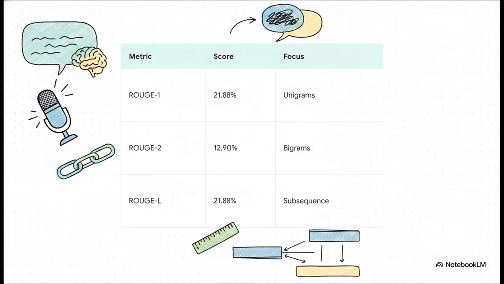For example, in this BART project, the model achieved a ROUGE-1 score of 21.88%, meaning about 22% of the single words in the generated summary exactly match the human reference. It also tracked ROUGE-2, which sits at 12.90% for 2-word phrases, and ROUGE-L at 21.88% to check the longest common subsequence for sentence structure.